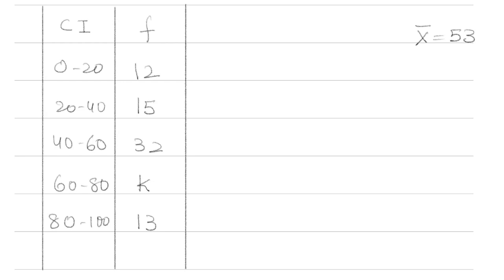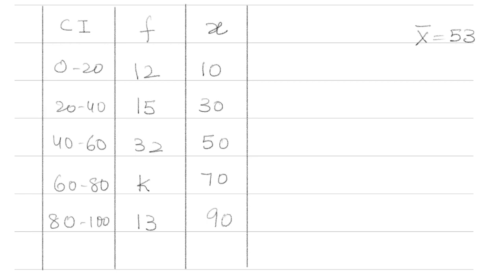To find K, we can use the assumed mean method. First, let's find out the X, so mid values of class intervals. So this will be 10, this will be 30, this will be 50, this will be 70 and 90 here. We can assume the mean as 50. We can find out the deviations from the assumed mean. So this would be X minus A. So here this would be minus 40, then minus 20. This would be 0, then 20 and 40.